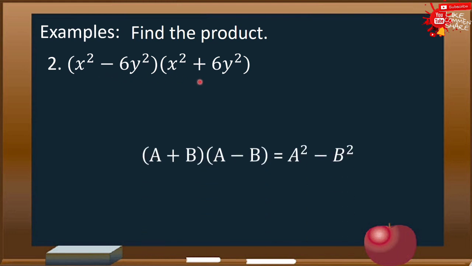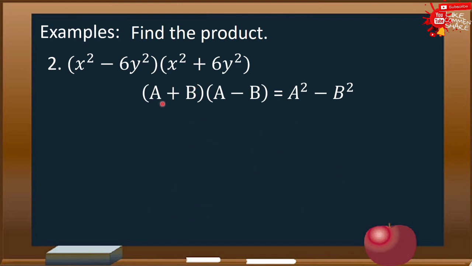So, of course, ito yung ating formula. So, we have here the quantity of a plus b times the quantity of a minus b. So, we will have a squared minus b squared. So, let us identify what is our A. So, our A is x squared and our B is 6y squared. So, let us substitute these values to our formula or equation.